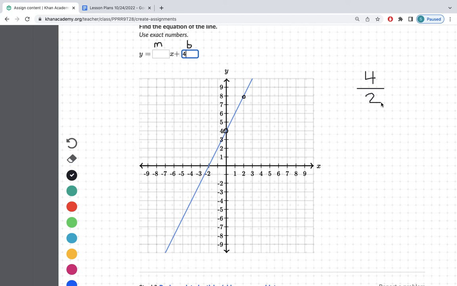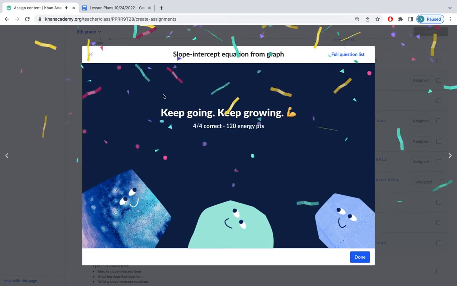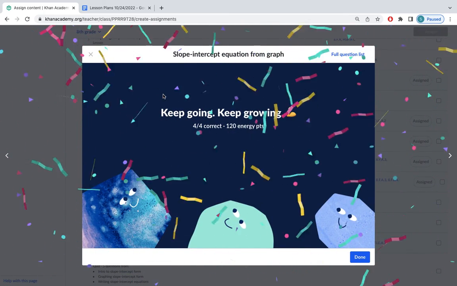So 4/2, which is the same as 4 divided by 2, which equals just +2. So our slope in this case is going to be 2. So y equals 2x plus 4. Boom. Okay, so hopefully that helps, clear some things up.